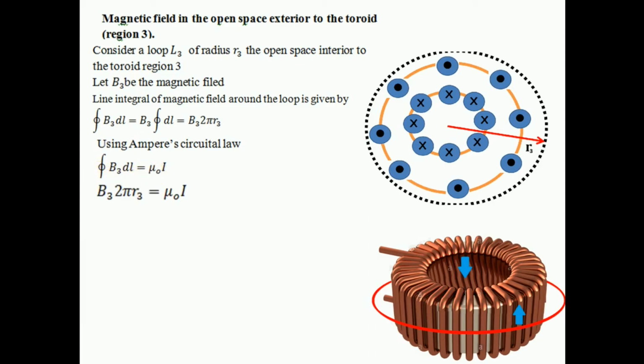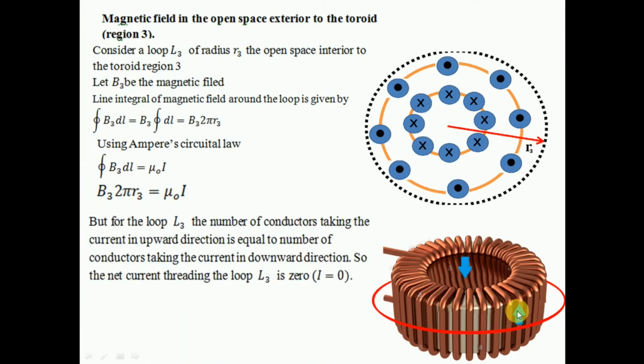In this case, you can see the number of conductors taking the current in the upward direction is equal to the number of conductors taking the current in the downward direction. So the current crossing the loop in the upward direction is equal to the current crossing the loop in the downward direction. So there is no net current, so I can write I is equal to 0. If you put I equal to 0 here, you will get the magnetic field to be 0. So there is no magnetic field outside the toroid.